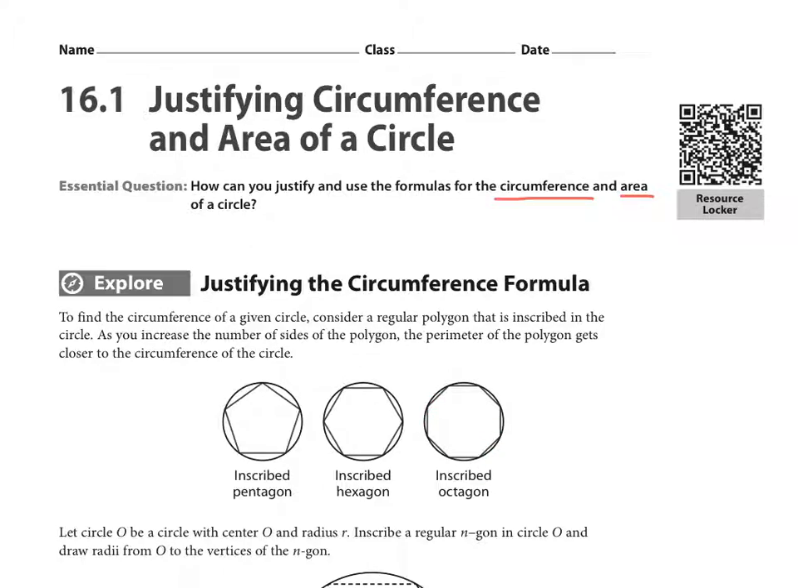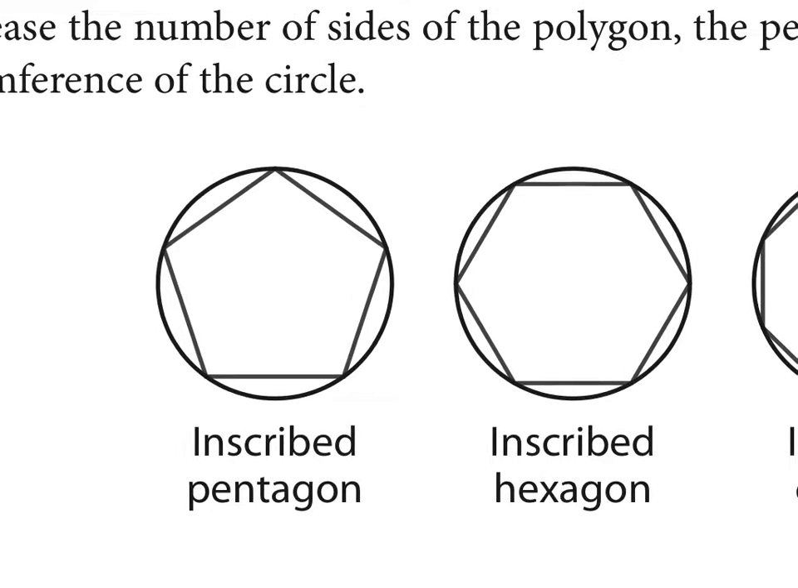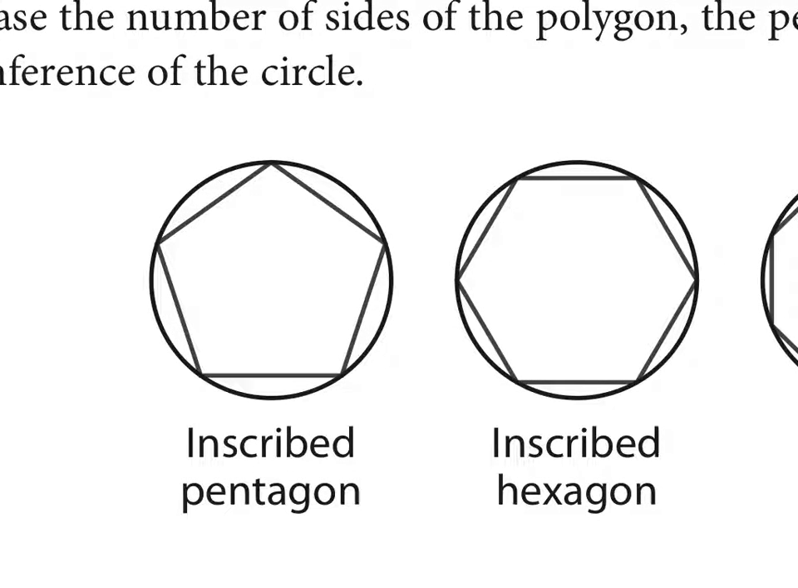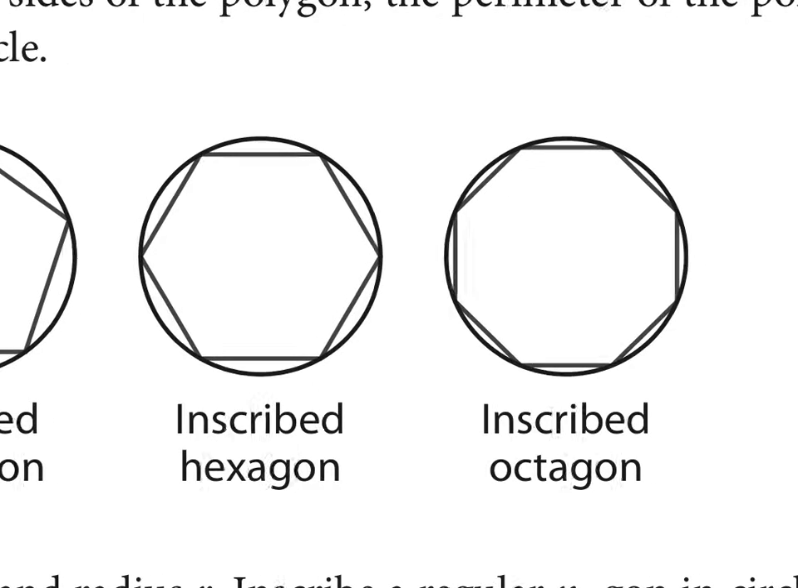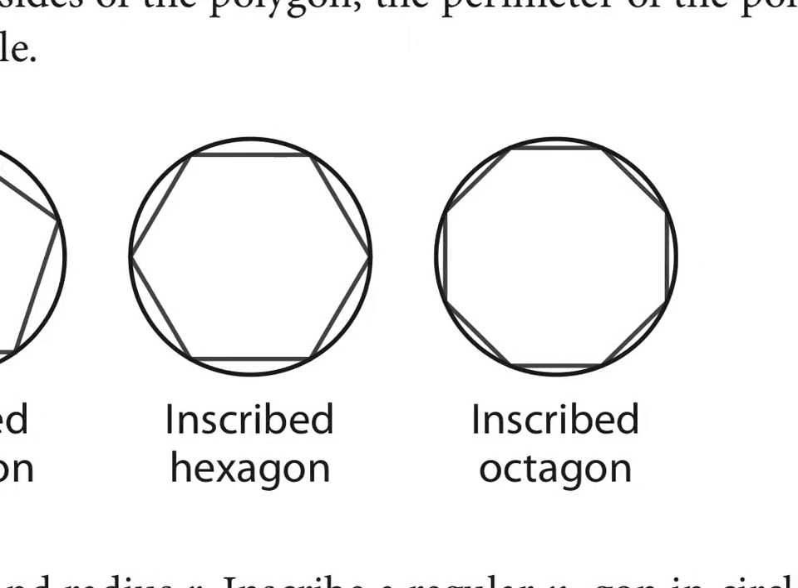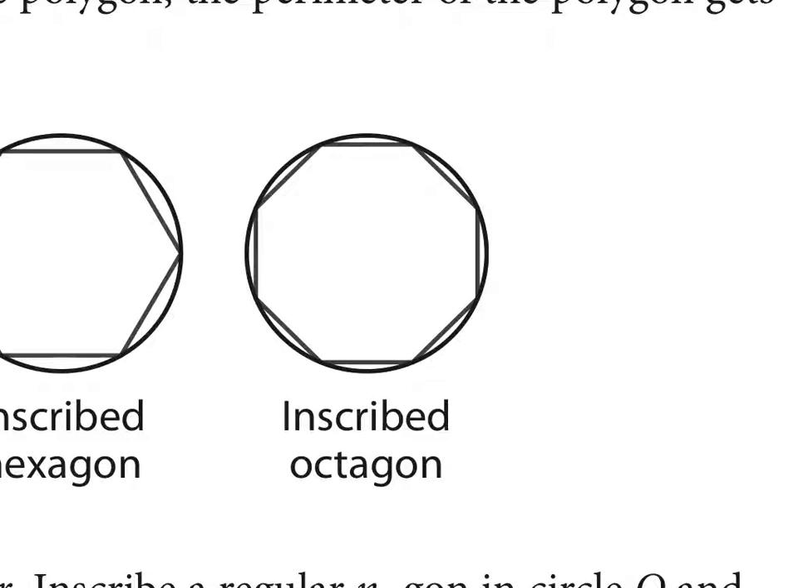So, for instance, in this inscribed pentagon, if we could find the perimeter of the pentagon, we would know that the perimeter of the circle would be just a little bit more than that. And if we do a hexagon, the hexagon is going to be even closer to the perimeter of the circle. And the same with the octagon. If I was to create a circle with a 12-sided figure, it would be even closer. So the more sides, the closer and closer we get to the perimeter of a circle.